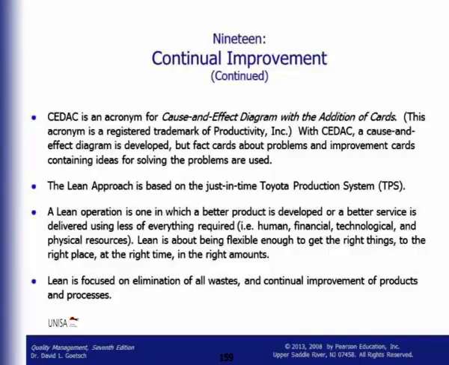The lean approach is based on the just-in-time Toyota production system. A lean operation is one in which a better product is developed or a better service is delivered using less of everything required, meaning human, financial, technological, and physical resources. Lean is about being flexible enough to get the right things to the right place at the right time in the right amounts. Lean is focused on elimination of all waste and continual improvement of products and processes.